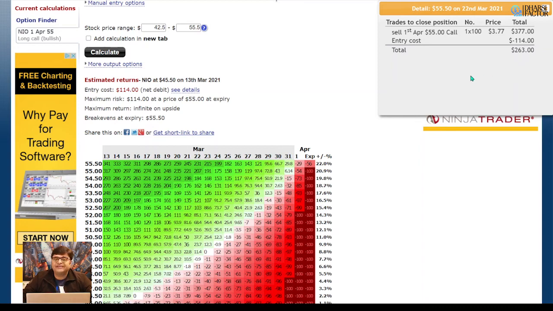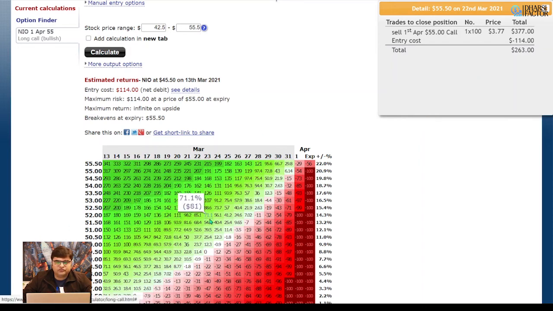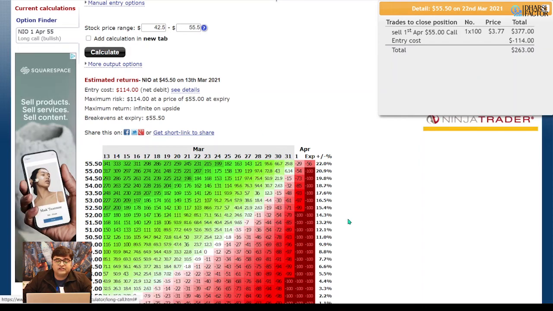If we want to exercise the contract, we have the right to exercise it and buy the shares at the price of $55 each share, which will be 100 shares for you. That is $5,500. But if you don't want to buy the shares, you have the whole right to sell it out and get your profit and be on the side and move to another place. This is how options work.